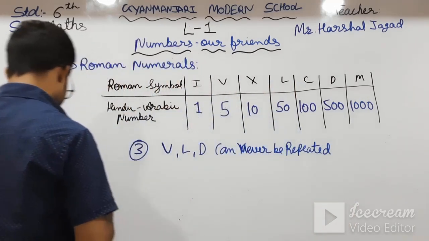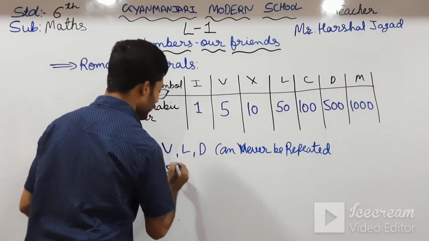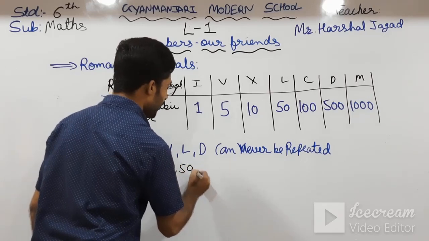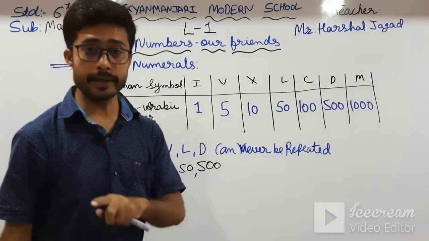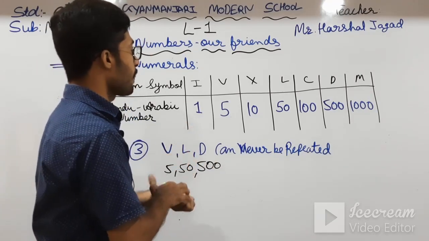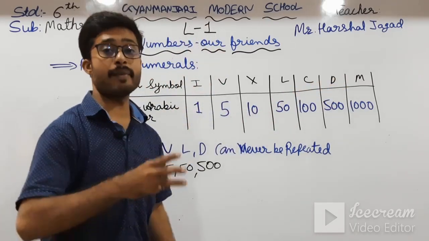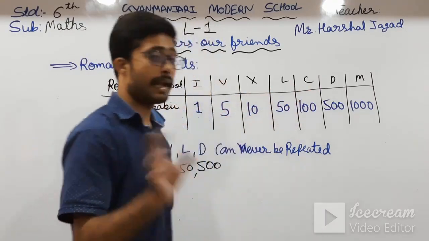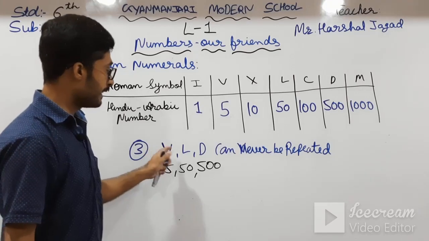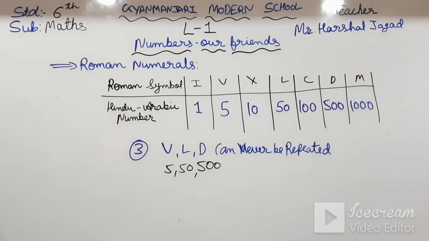Okay students, V means 5, L means 50 and D means 500. That cannot be repeated. But we all know X, C, M, I can be repeated maximum 3 times. But V, L, D cannot be repeated. Okay students, this is your rule number 3.